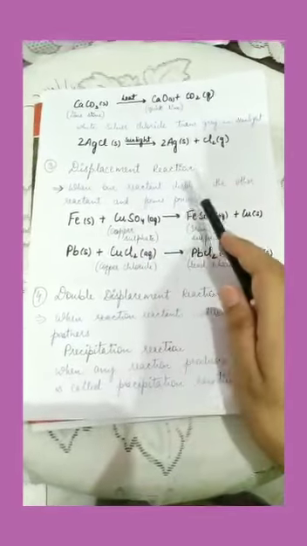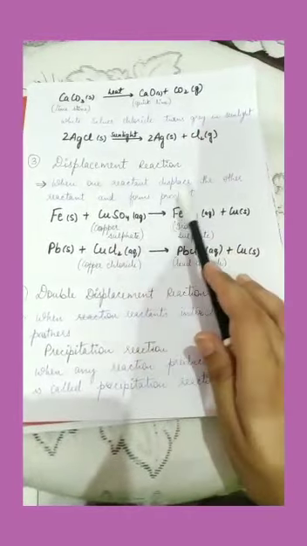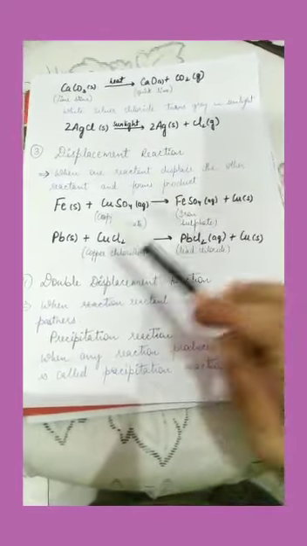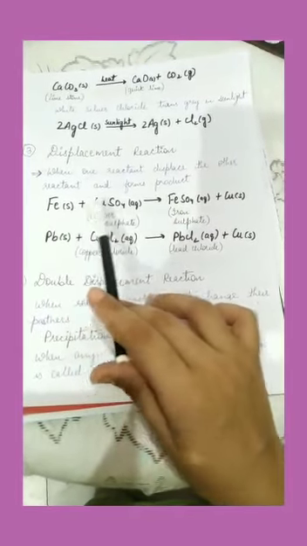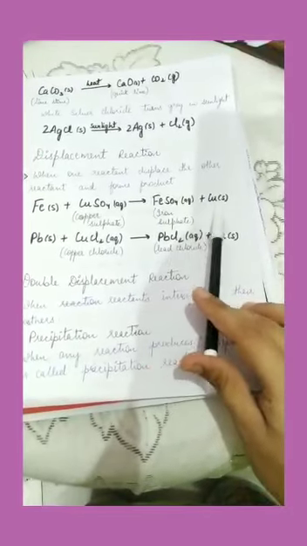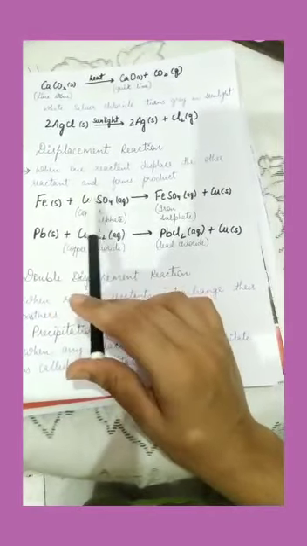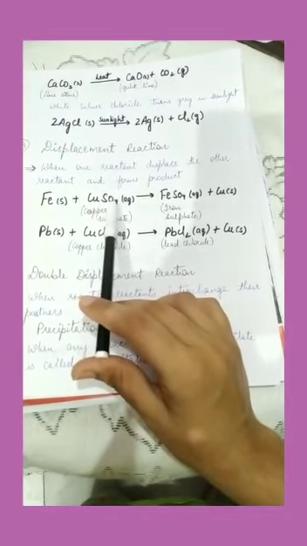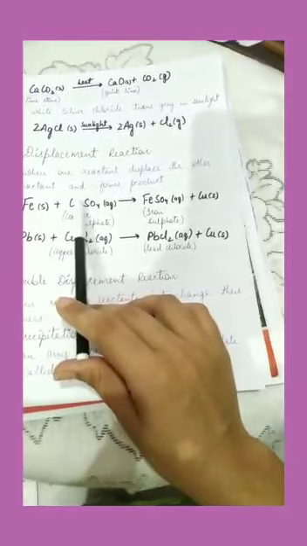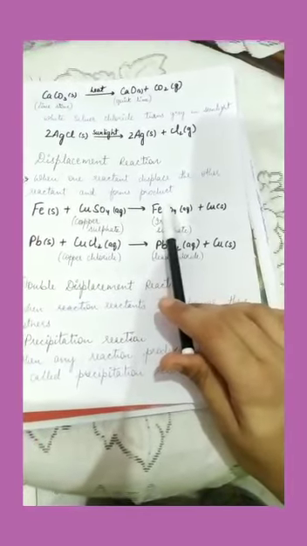Now next is displacement reaction. When one reactant displaces the other reactant and forms product, this is called the displacement reaction. Examples are Fe plus CuSO4, that is copper sulfate. Iron plus copper sulfate gives iron sulfate plus copper. So this iron was over here and copper was with the sulfate. Then what happens? Iron has displaced copper in the product. In place of copper, iron has come and copper was displaced. So iron sulfate was formed. This is called displacement reaction.